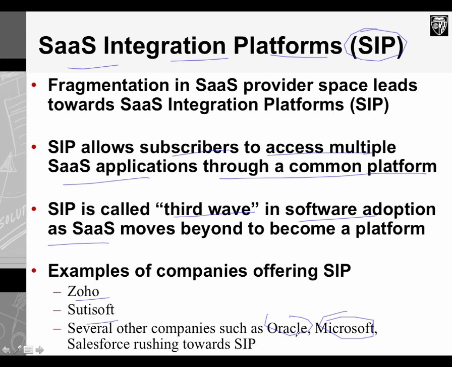Some companies are simply integrating using SIP, the SaaS integration platforms, allowing different products to communicate with each other. Google Docs can talk to CRM, and CRM can talk to Facebook, and things like that. So they're offering these integrated services using SIP.